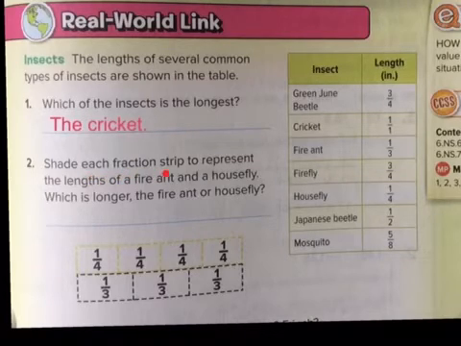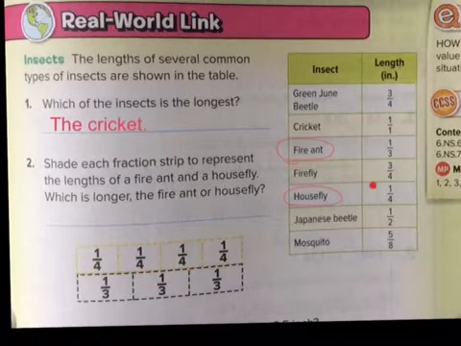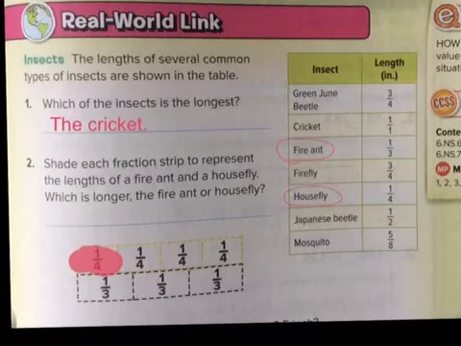Shade each fraction strip to represent the length of a fire ant and a housefly. Which is longer? The fire ant or the housefly? Okay, so we have fire ant, which is right over here, and then we have the housefly. We're going to shade in first for the housefly. Because we have all 1/4, the housefly is only 1/4 right here, and the fire ant is 1/3 right there.